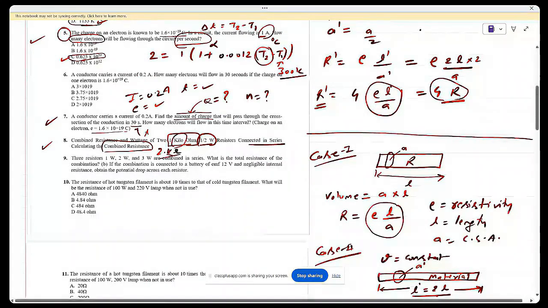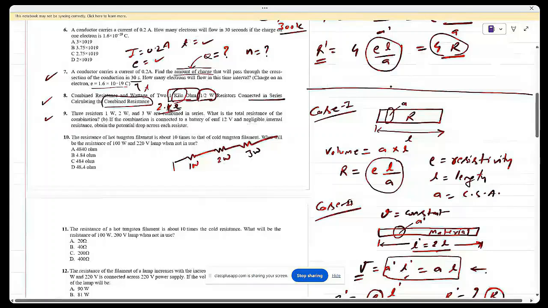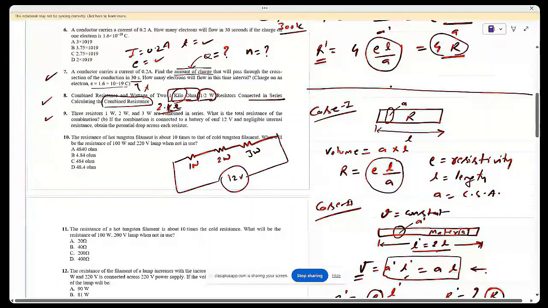3 resistors, 1 watt, 2 watt, 3 watt are combined in series. What is the total resistance of the combination? Question number 9 is saying 3 resistances, 1, 2 and 3. They are connected in series. If the connection resistance is negligible, obtain the potential drop across each resistance. It is saying these resistances are connected across a 12 volt battery.